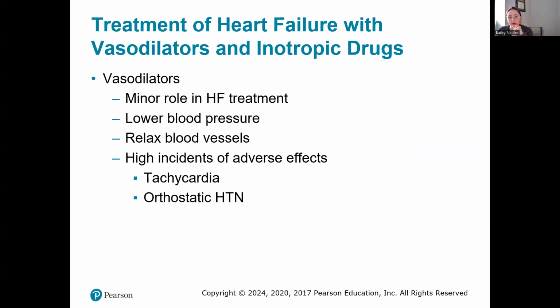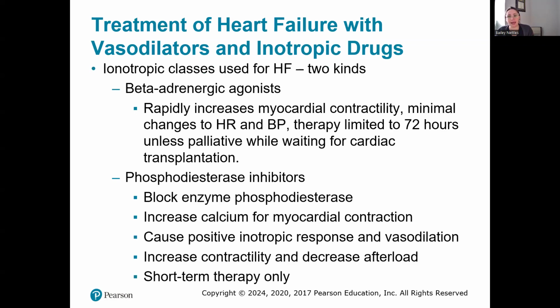All right, so now we have inotropic and vasodilators. Vasodilators lower blood pressure, relax blood vessels. It's not really used that often because it doesn't really have the inotropic effects. It doesn't really help except for the lower blood pressure. But then we have the beta adrenergic agonists and the phosphodiesterase inhibitors. Okay, big word. All right, beta adrenergic agonists. Those are like your dopamine. Okay, so they rapidly increase the contractility. They have minimal changes on your heart rate and blood pressure, but we don't use them forever. Okay, 72 hours unless it's palliative and they're waiting on a cardiac transplant.